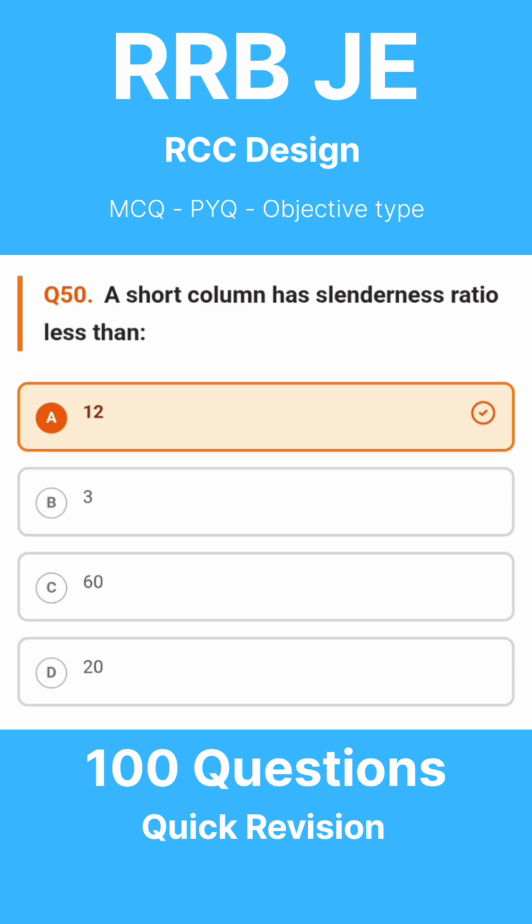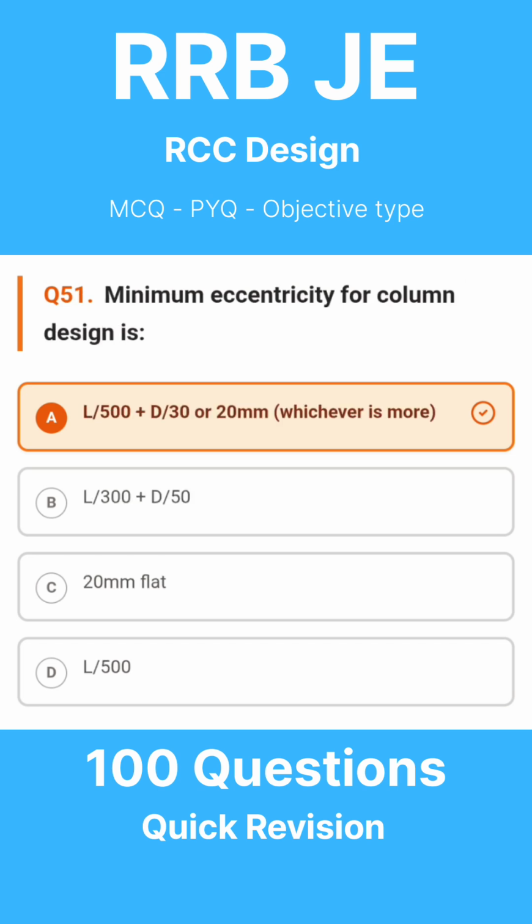Question 50. A short column has slenderness ratio less than. The correct answer is 12. Question 51. Minimum eccentricity for column design is. The correct answer is L divided by 500 plus D divided by 30, or 20 millimeters, whichever is more.